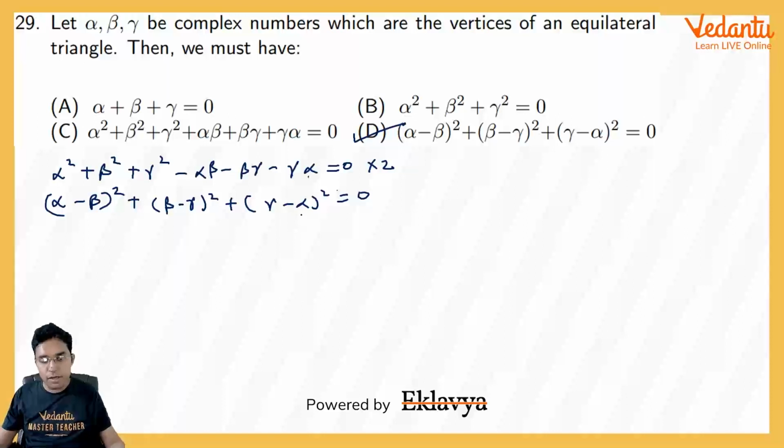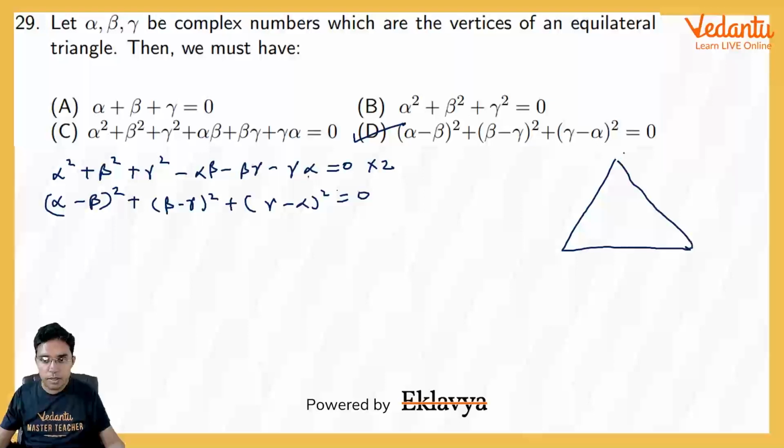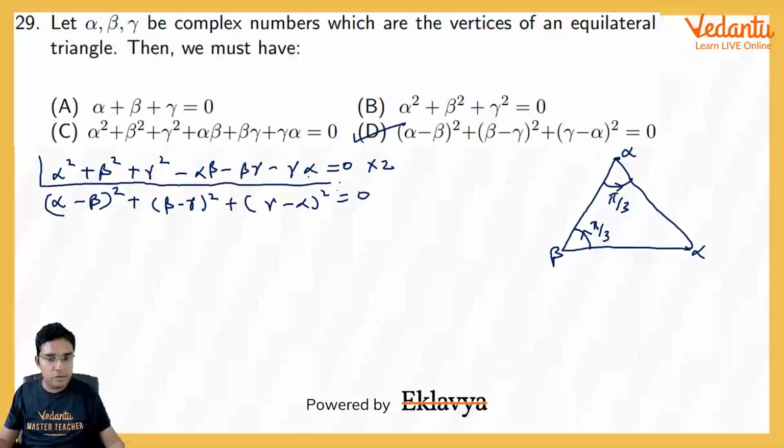If you are not aware how this has come, you just have to do the rotation and you will be able to do it. This is alpha, this is beta, this is gamma. This angle is 60 degrees, pi by 3, in the anti-clockwise direction. This angle is also pi by 3 in the anti-clockwise direction. So at this alpha, we may apply Coni's method or the rotation method to obtain this result. But I will still say this is a very standard thing, we should remember it.